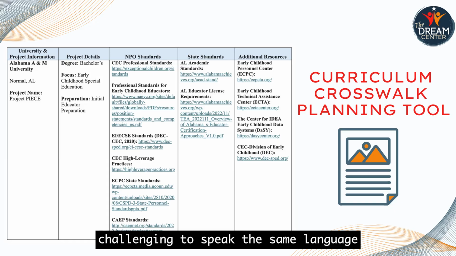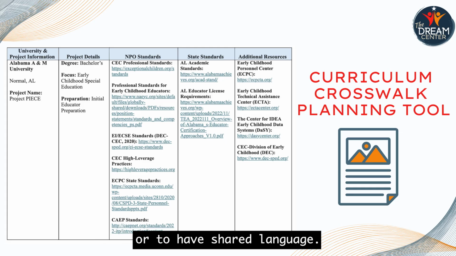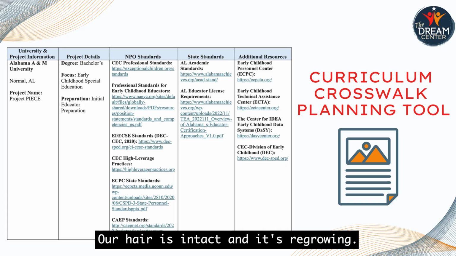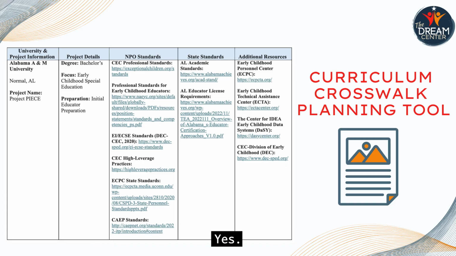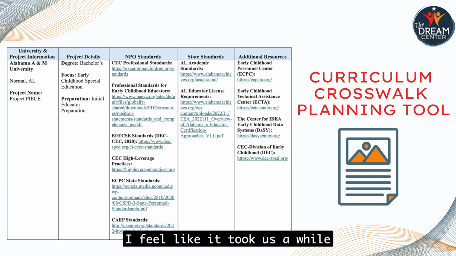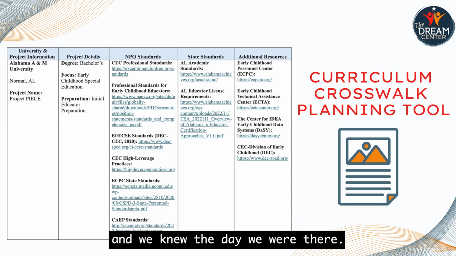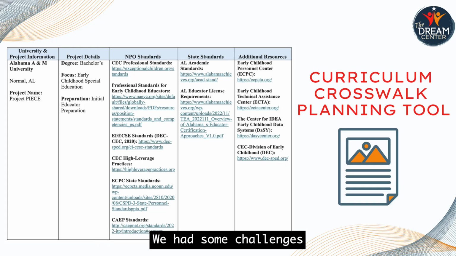It has been challenging to speak the same language or to have shared language. So to be honest, I thought at 6 months we were pulling our hair out. Our hair is intact and it's regrowing. Looks like it. Yes, it's regrowing. I feel like it took us a while, and we knew the day we were there. Like we finally said, aha, but it took a minute to get to the aha. So I don't know about Chris. We had some challenges to get to where we are.